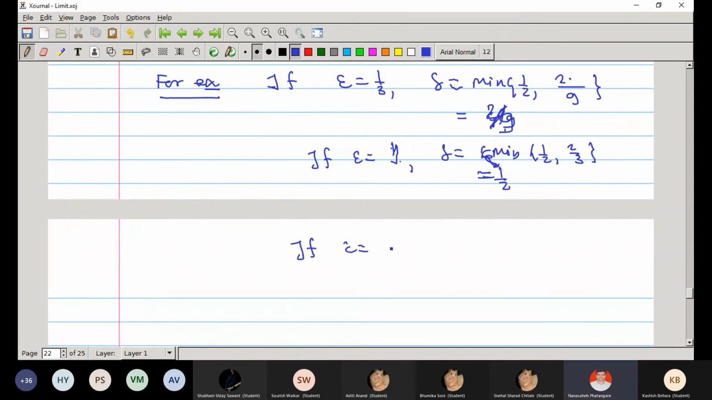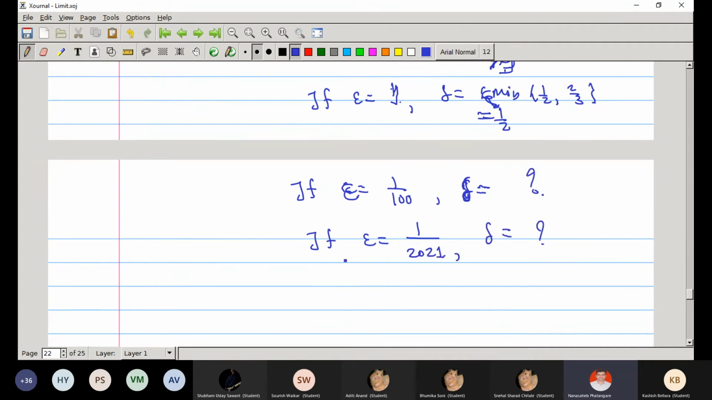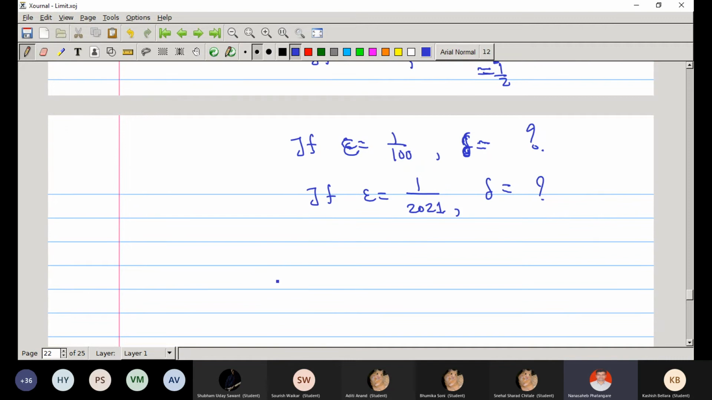So if epsilon is equal to 1 upon 100, what is delta? So you find it. Right? Epsilon is equal to 1 upon 2021. What is delta? So you just find it. For any epsilon, we can produce delta. Is this statement true? Yes, sir.